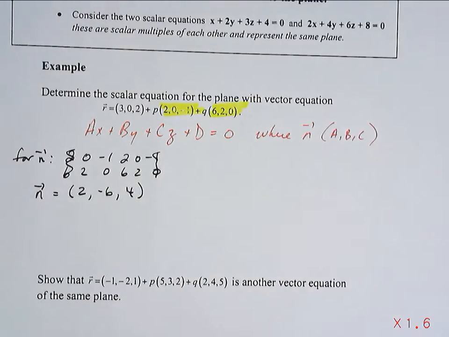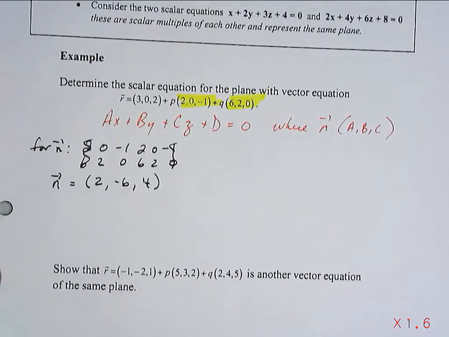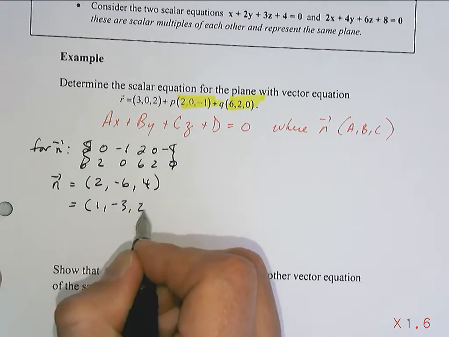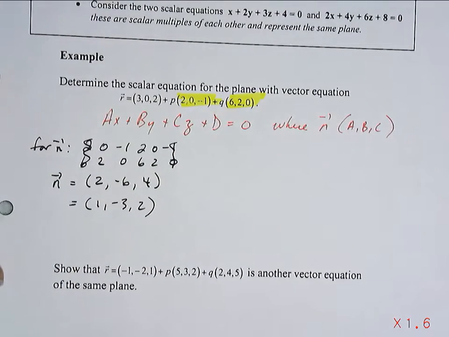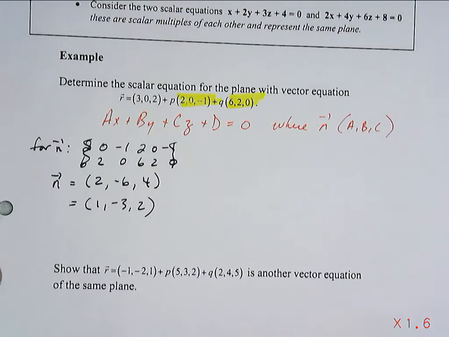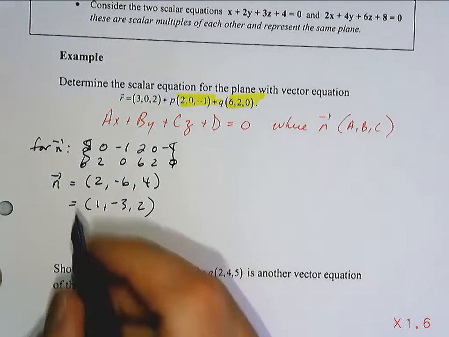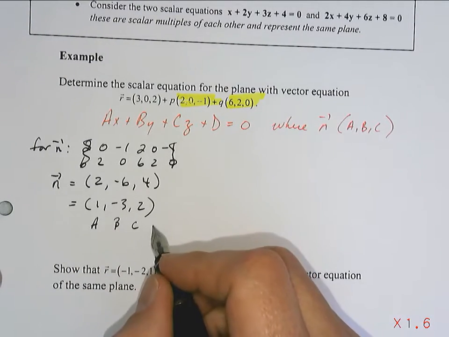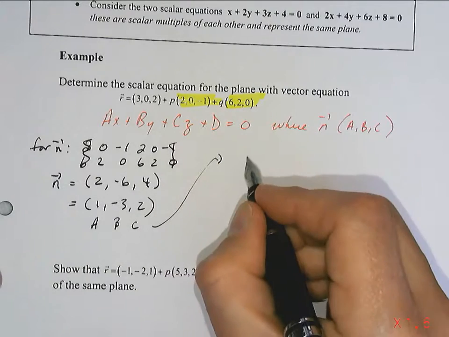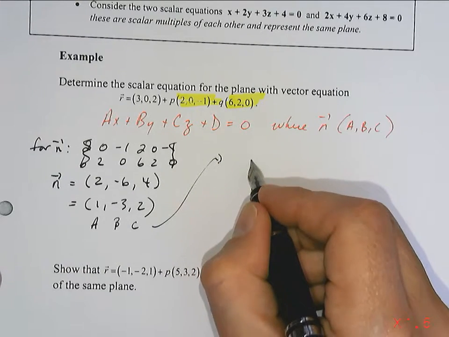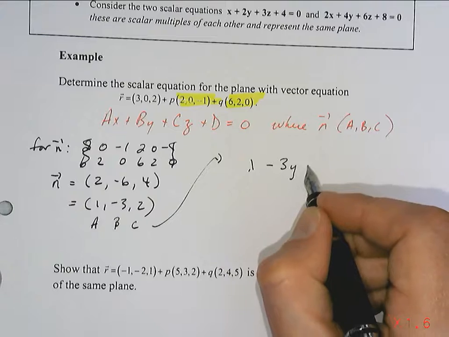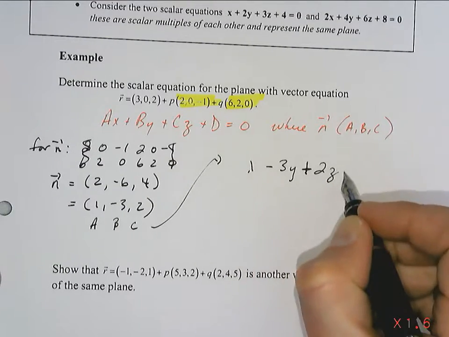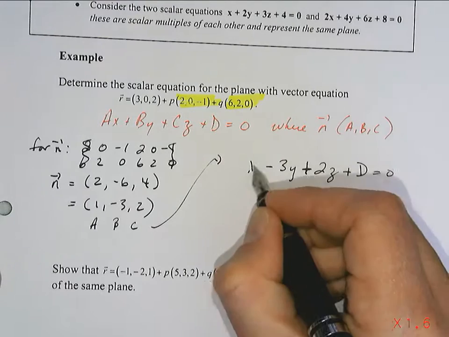There's my normal. Since the only part of the normal I really care about is its direction, I can reduce that to 1, negative 3, 2. Is that the same answer we had before, audience? Yay! So it works. So this is going to be my a value, this is my b value, this is my c value. So we're going to sub into this equation. It's going to be x minus 3y plus 2z plus d equals 0.